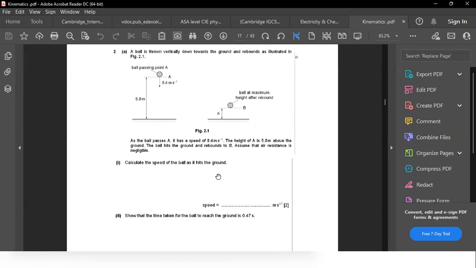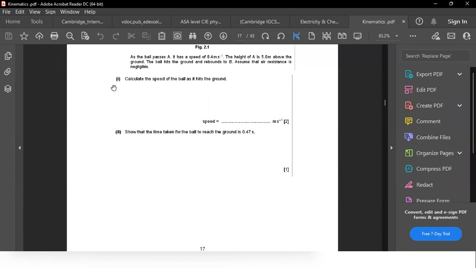Oh no, we don't know the time. My bad, sorry. 2as equals v square minus u square, or s equals ut plus half at square, right? You could definitely do v square equals u square plus 2as. Initial velocity is given to you. The acceleration is going to be plus 9.81 and distance is 5 meters. So you would go ahead and calculate the speed.